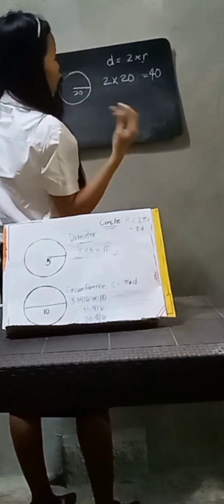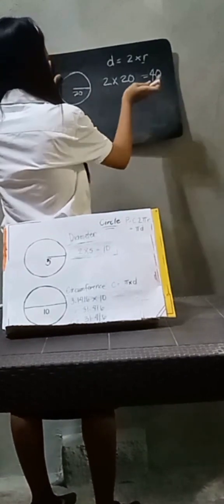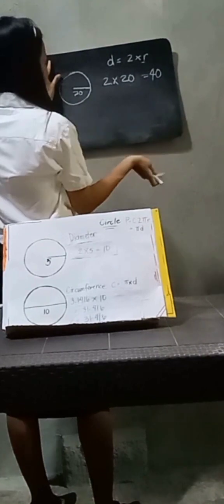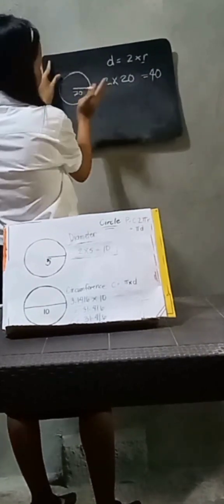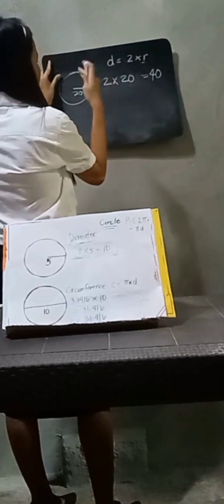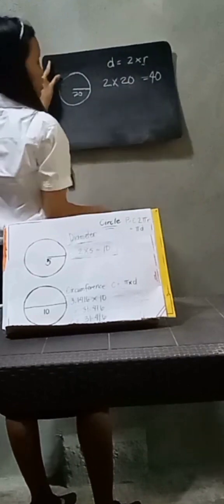If we want to get the radius, we just need to divide the diameter, for example 40, by 2. So the radius of this circle will be 20.